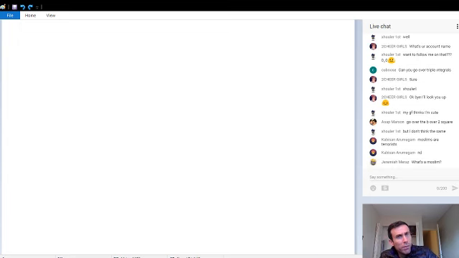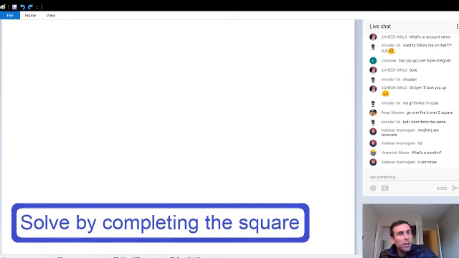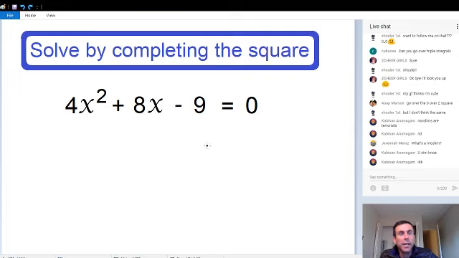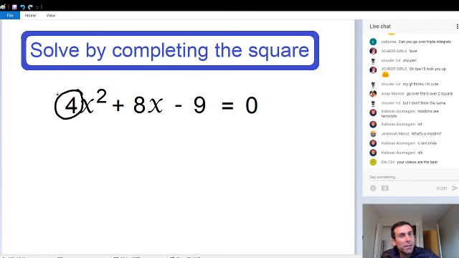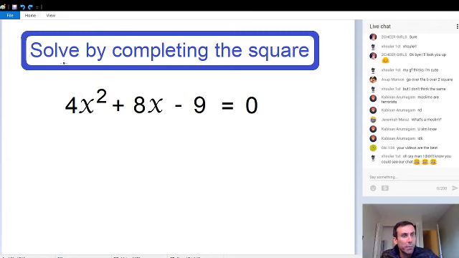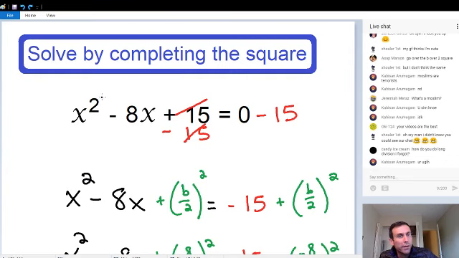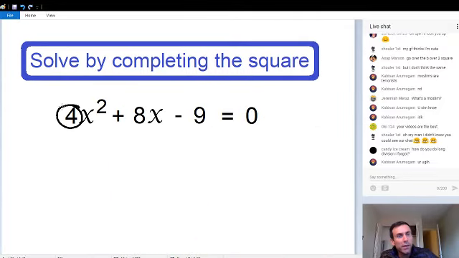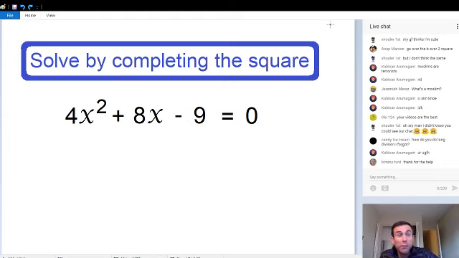So let's go back to our original problem. We have 4x squared plus 8x minus 9 is equal to 0. We need to solve this by completing the square. Step number 1 is we need to get rid of this constant in front of the x squared term. This one's a little bit more complicated than our last problem. Our last problem did not have a constant in front of our x squared. Notice how our x squared was already by itself. This one's more complicated because we do have this constant of positive 4 in front of our x squared.